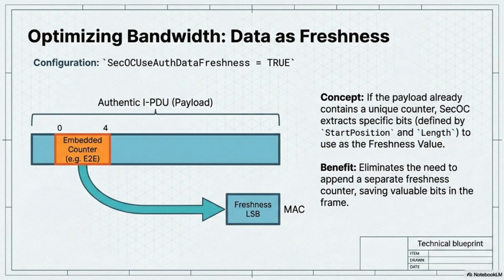Here's a great way to optimize. If your payload already includes a unique counter, like an E2E counter, you can configure SecOC to extract that and use it as the freshness value. This completely eliminates the need to append extra bits to your frame.